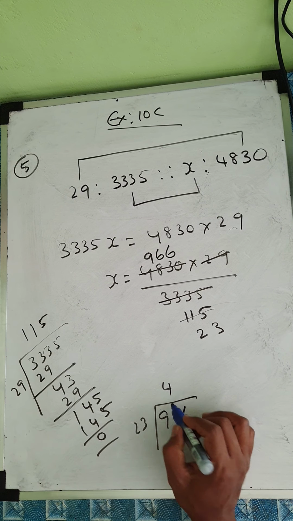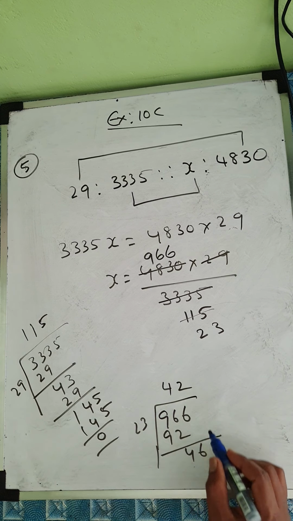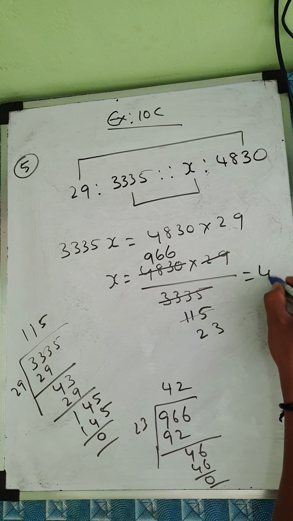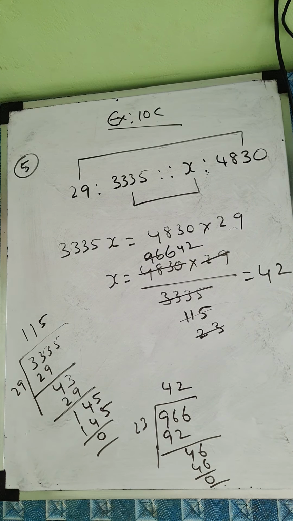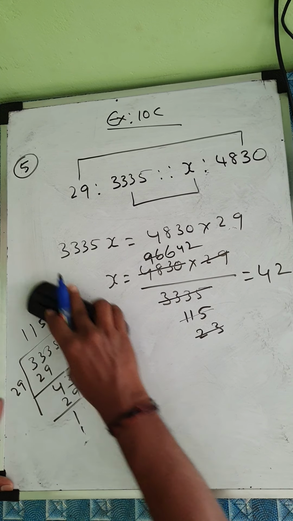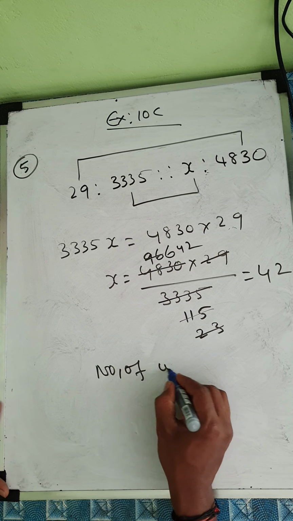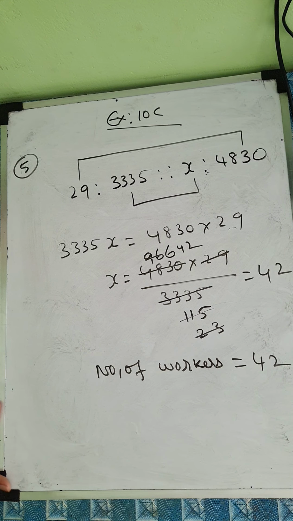23 into 96, 4 times is 92, remain 4, 46, 23 2s are 46. So the answer is 42. You can cut this one and write it on your reference side. Therefore the number of workers equal to 42. Okay, so that's over for this chapter.